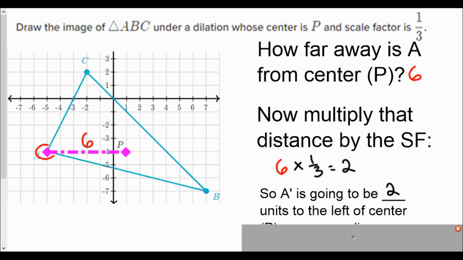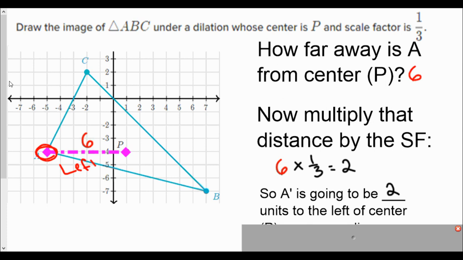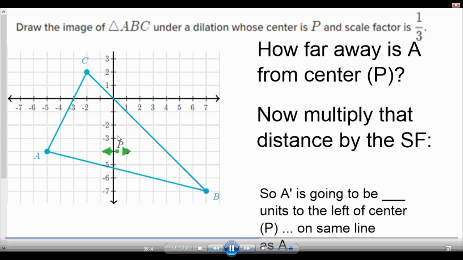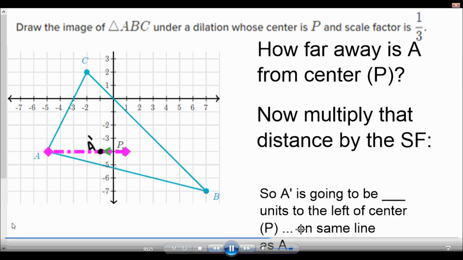And that's 6 units to the left of P. So this is what A was. So it was 6 units to the left. So in other words, A prime is going to be 2 units to the left of P. So just make sure it's on that same line that A and P were on. So there we go. We've moved it over 2 units, and I'm going to put a dot right here, and I'm going to call it A prime. We do the same with B prime and C prime, and we'll be able to move on.